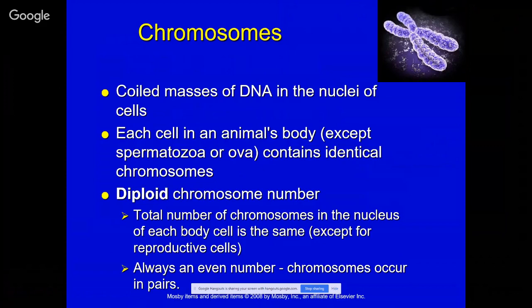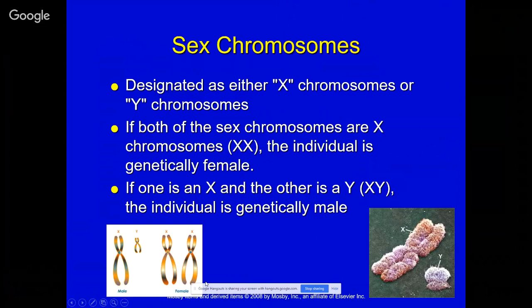It's always an even number. Chromosomes always occur in pairs. When there is an odd number, that's when we have a genetic abnormality. Sex chromosomes, they're designated as either X chromosomes or Y chromosomes. If both the sex chromosomes are X, then the chromosomes are XX, the individual is genetically female.